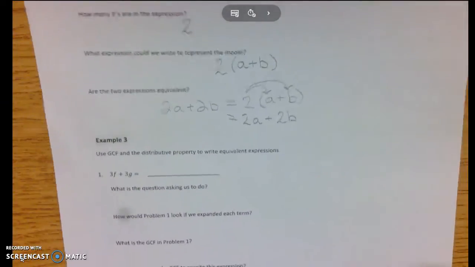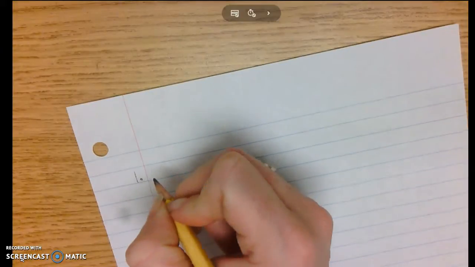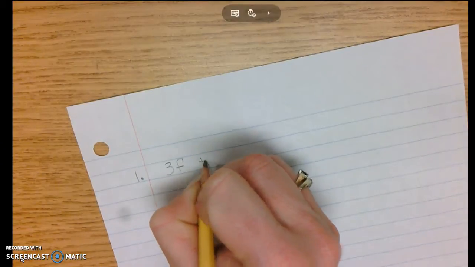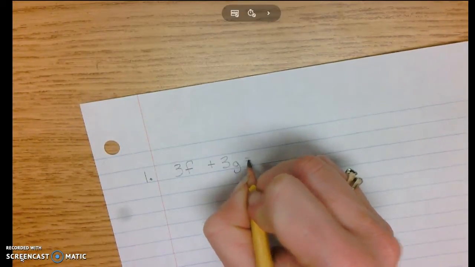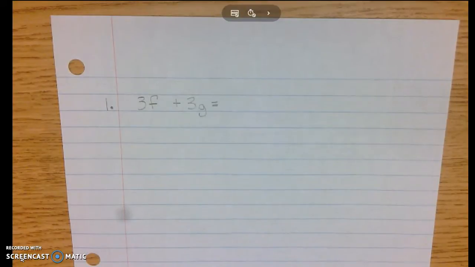And this is where I'd like you to go ahead and start using your sheet of notebook paper. So I will use one as well, so you'll know exactly what to write on your sheet of notebook paper, because what I write on mine is what you should write on yours. So for number 1, we're going to use the greatest common factor and the distributive property to write equivalent expressions. So if we start with 3F plus 3G, we need to use the greatest common factor that F and G have and pull it out to write it using the distributive property.